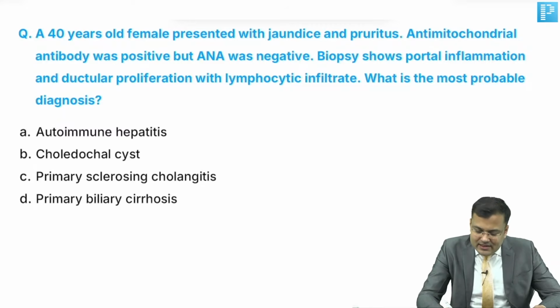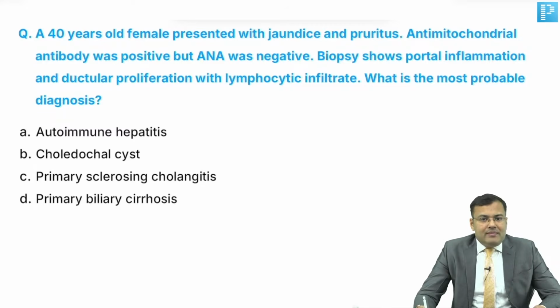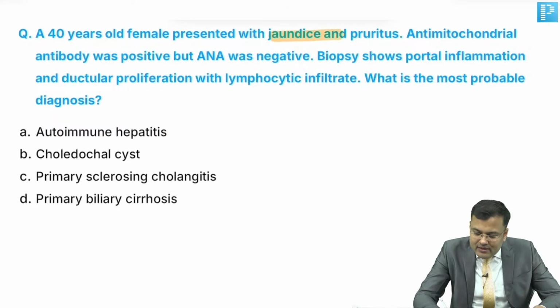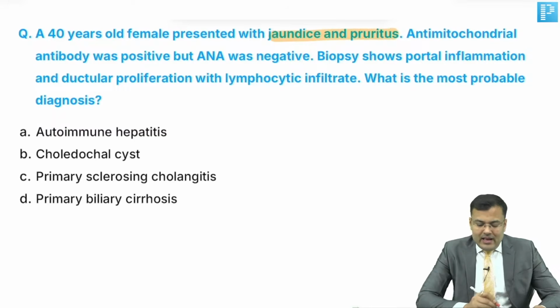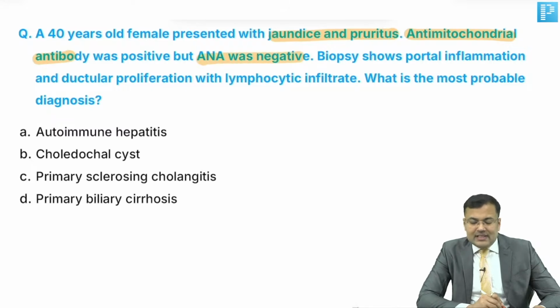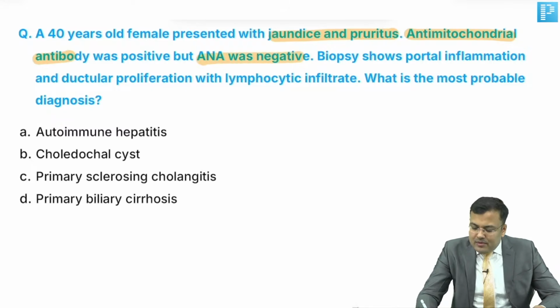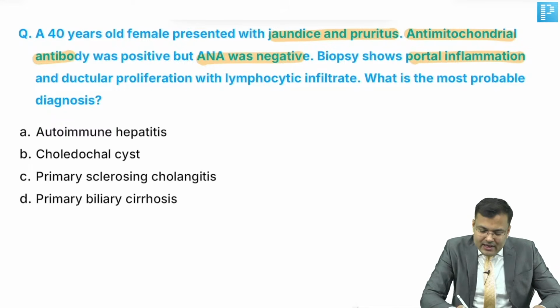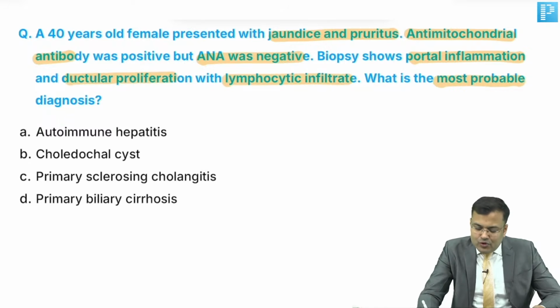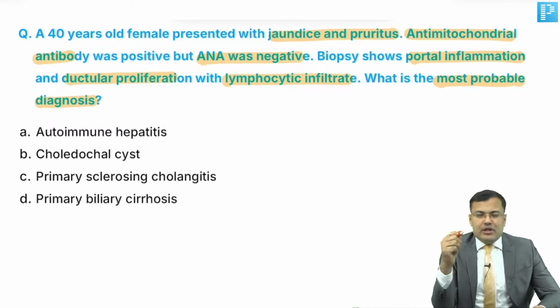Read this question, guys. A 40 years old female presented with jaundice and pruritus. Anti-mitochondrial antibody was positive. But anti-nuclear antibody was negative. Biopsy shows portal inflammation and ductal proliferation, lymphocytic infiltrate. What is the most probable diagnosis? The most important clue given.